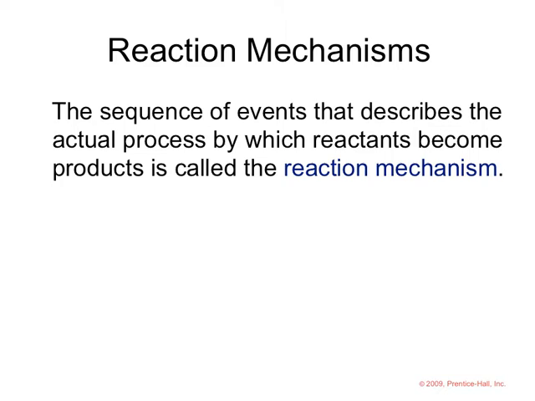Okay. The sequence of events that describes the actual process by which reactants become products is called the reaction mechanism. And what it is, is the series of, say, smaller reactions that occur. Up until this point, we've pretty much written and approached chemical reactions as things that happen in one step. Most often there is an underlying mechanism, a series of steps that actually occurs, that is represented by the overall chemical equation that we see.